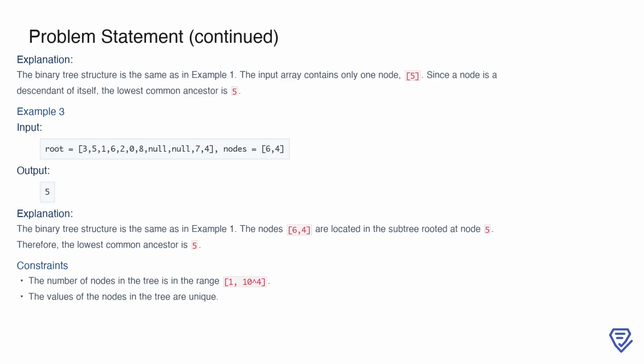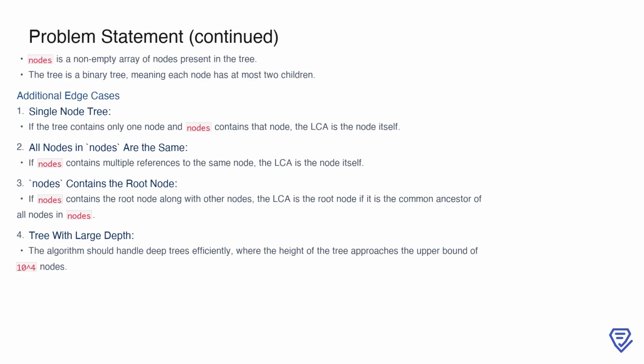As a reminder, the constraints of this problem include unique node values and a tree size that can go up to 10,000 nodes. This means your solution must be efficient enough to handle large trees while adhering to the rules of binary tree structures. Additionally, there are a few edge cases to keep in mind. First, if the tree contains only one node and the nodes array contains that node, the LCA is simply the node itself. Second, if the nodes array contains multiple references to the same node, the result is still the node itself because it is its own ancestor.